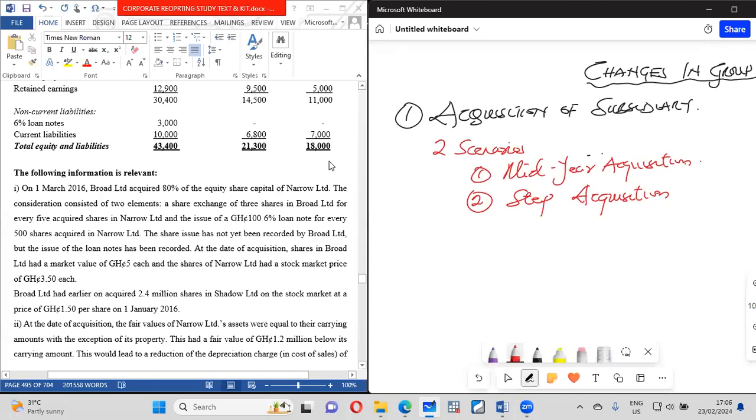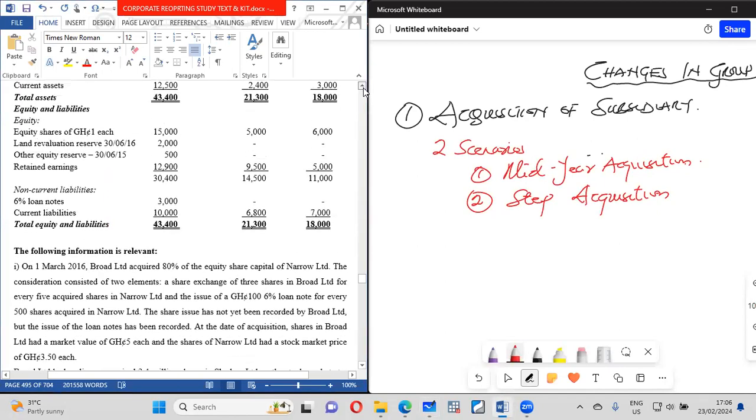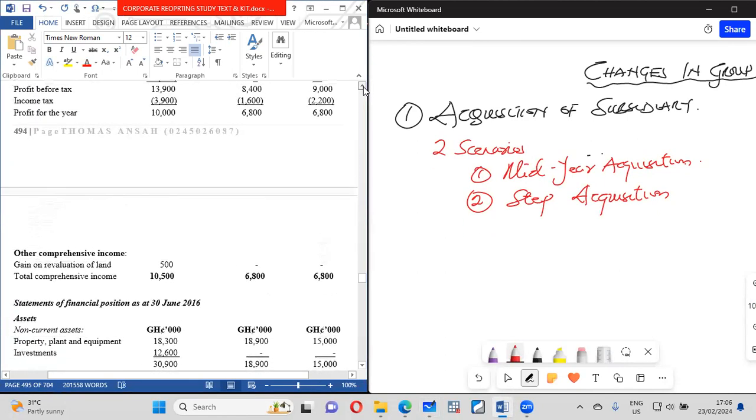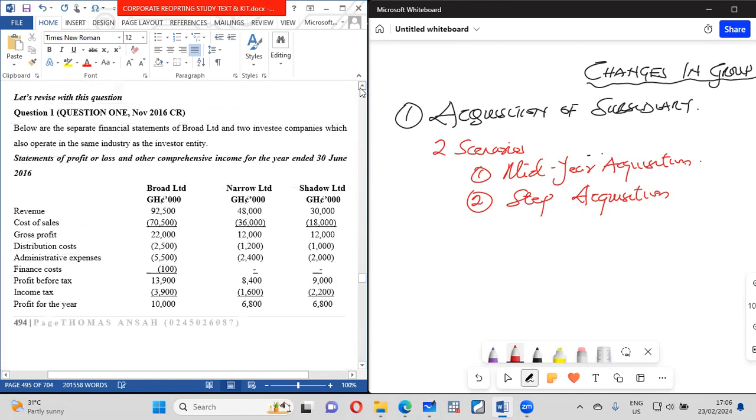Let's look at the past questions in November 2016, our very first past question from ICAN. It says that below are the separate financial statements of Broad and two investee companies, which also operate in the same industry. So we have the profit or loss and other comprehensive income for the three companies, revenue, everything is set up for us.